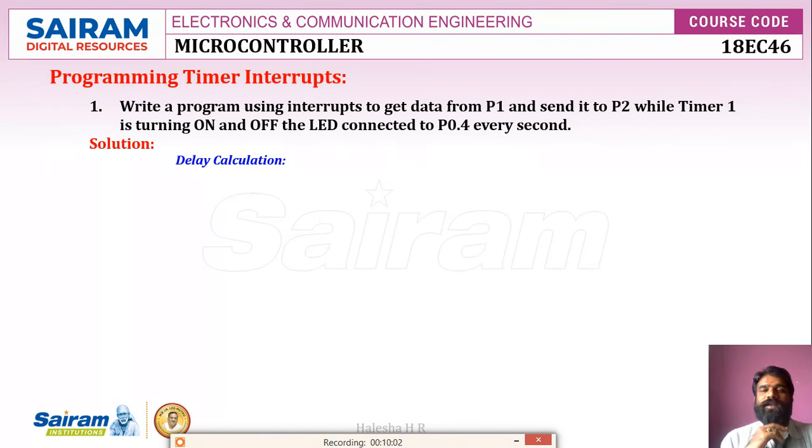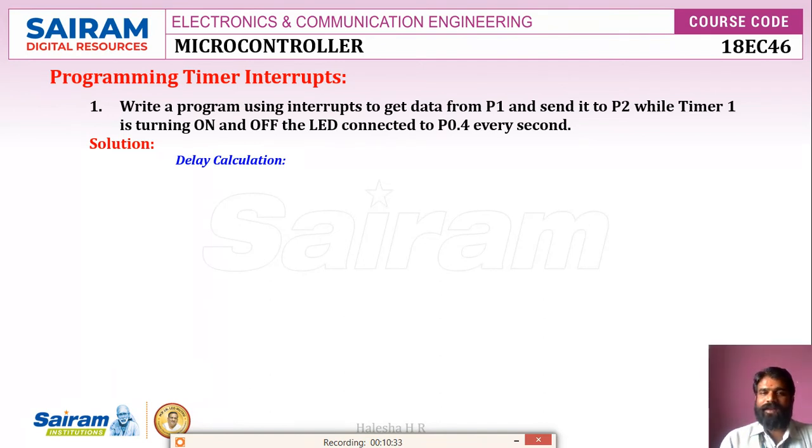So we'll do getting the data from P1 and sending it to P2 in the main program, and for the other task, turning the LED on and off, we will generate an interrupt. Whenever 1 second is over, we'll generate an interrupt and make it on. After that, we'll come back and do the main program action, that is, getting the data from P1 and sending it to P2. After 1 second, again generate the interrupt and it will make it off, like that.